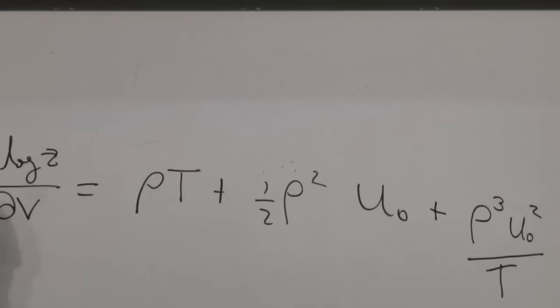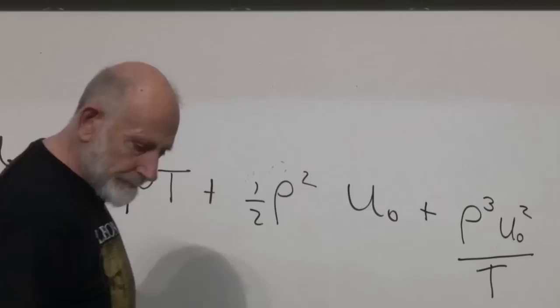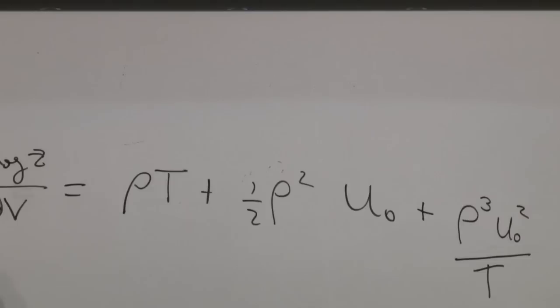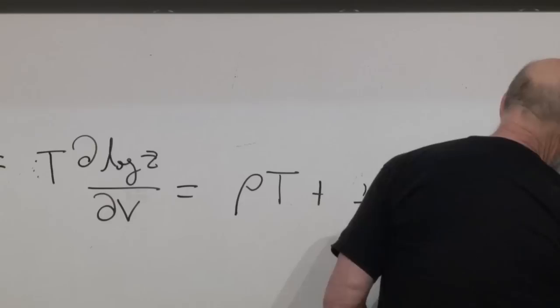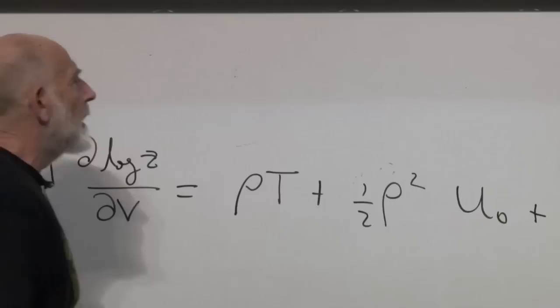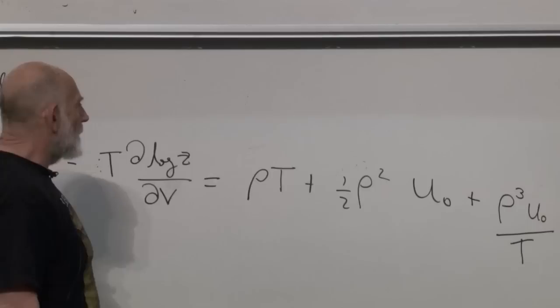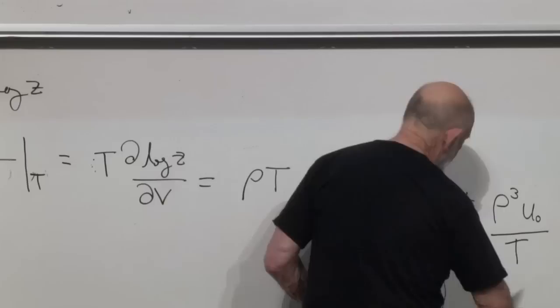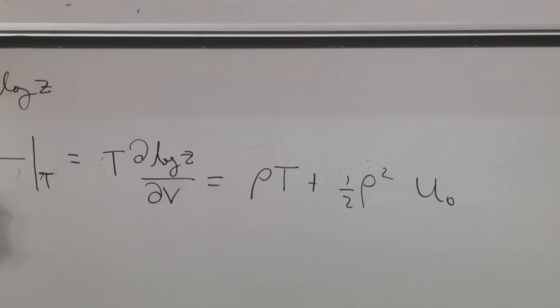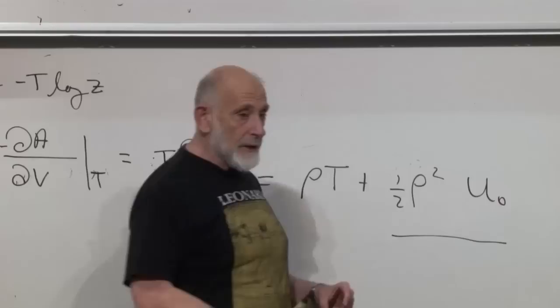There are other kinds of terms also. Let's see. I made a mistake. If there are three-body forces, and the three-body forces have the same order of magnitude as u-naught, then this is not u-naught squared, it's just u-naught. And then, I don't think I have the temperature in the right place. This doesn't look right. There's something wrong with it. I have to think about it. I'm not sure what the next corrections are. We'll figure them out later. In any case, this is a good approximation for a dilute gas, the first correction to the dilute gas.